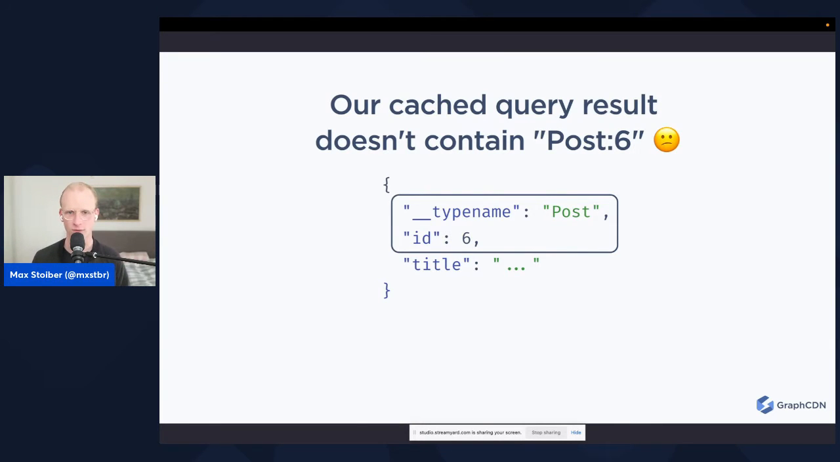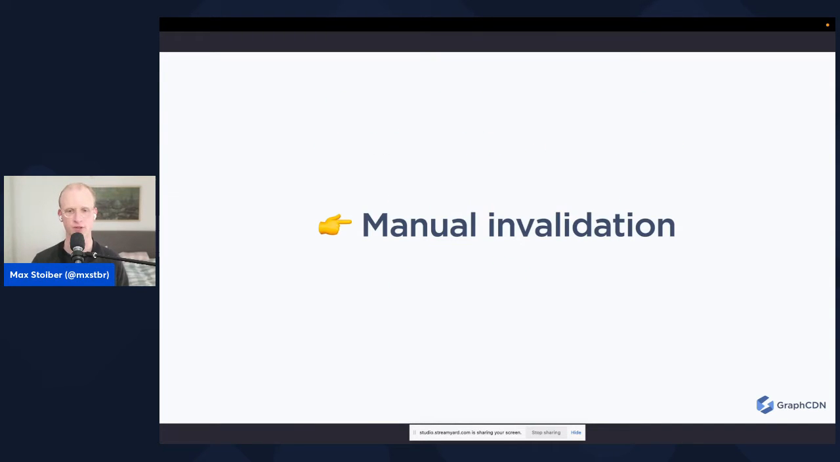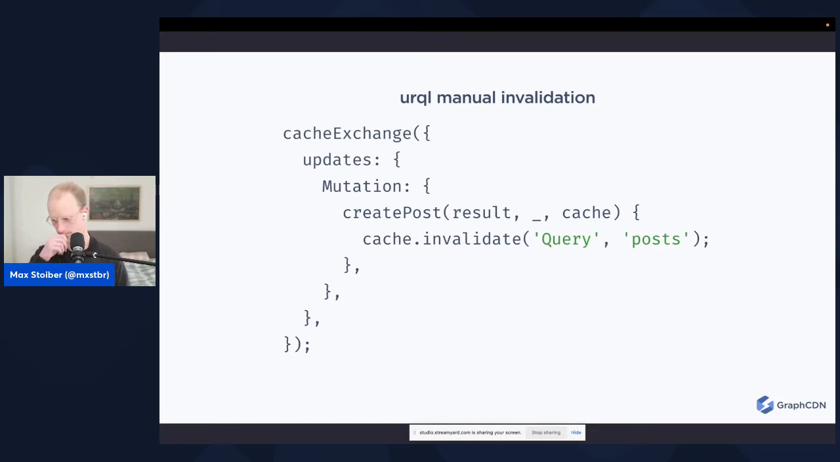That's frustrating. And so for these cases, GraphQL clients make you manually implement invalidation, right? For example, in urql, you have this updates configuration where you can say, okay, when a create post mutation passes through me, then let's invalidate any query that contains the Query.posts field that fetches a list of blog posts. But that's the main edge case that GraphQL clients have to deal with, list invalidation, and then that's it, and everything else works beautifully.